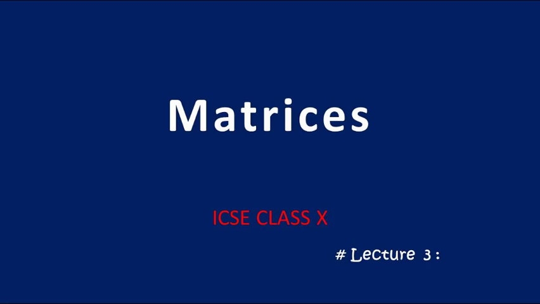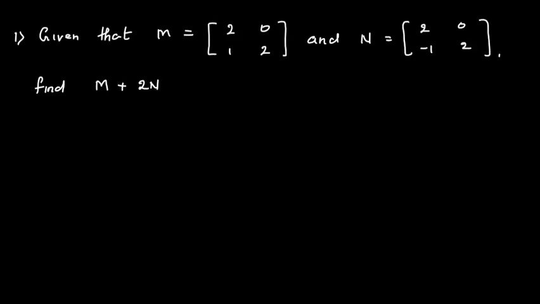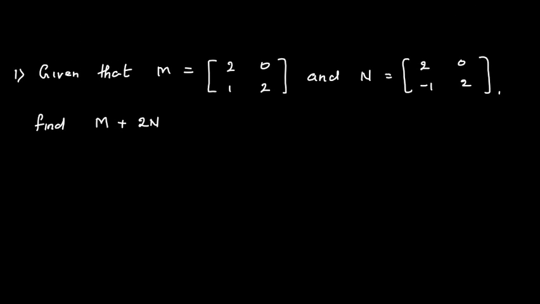Hello everyone. Let us see this second exercise. First problem: we are given M is 2012 and N is 20 minus 12. We have to find M plus 2N. So here you have to find M plus 2N.